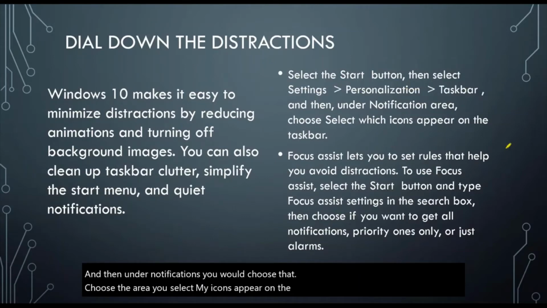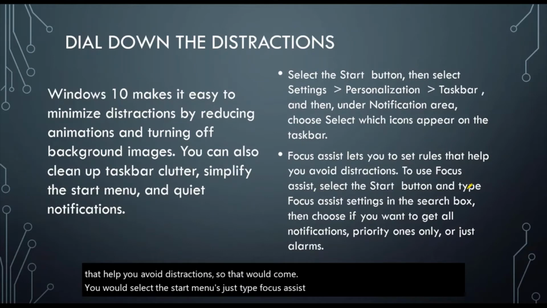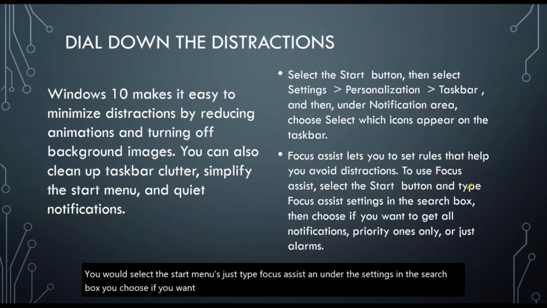Focus Assist lets you set rules that help you avoid distractions. So you would select the start menu, type Focus Assist, and then under the settings in the search box, you choose if you want to get all notifications, priority ones only, or only alarms.